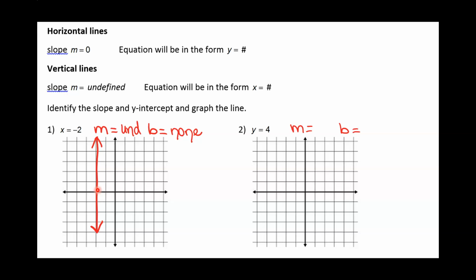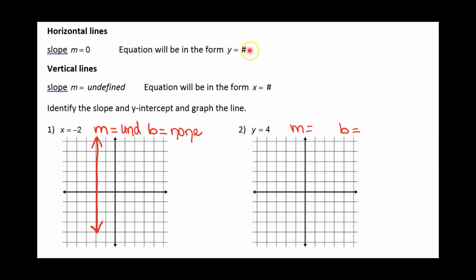Additionally, every vertical line is going to have no slope or an undefined slope. So you can see that for this one, our slope is going to be no slope or undefined slope. And then for our y-intercept, where did it cross the y-axis? Well, it didn't. And so our y-intercept would be none. You can't get that from that equation. You've got to get that from knowing the information.